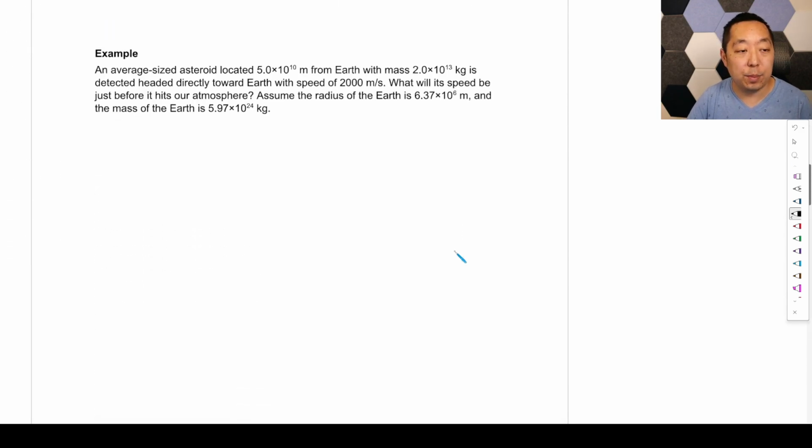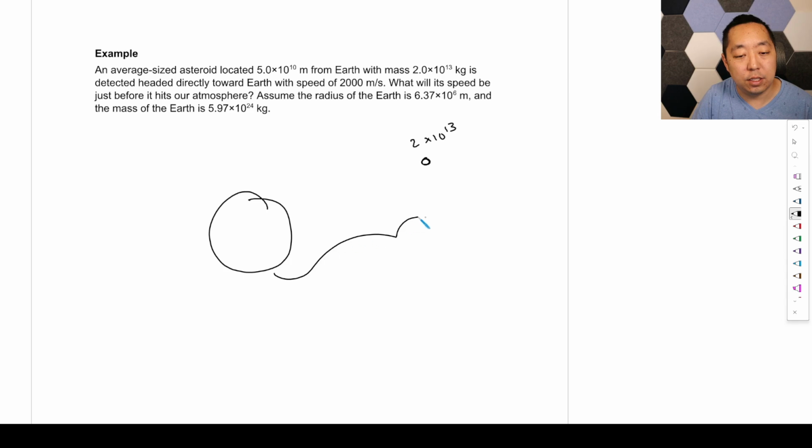So let's go through an example here. We have an average size asteroid located this far from the Earth, with a mass of 2 times 10 to the 13, and the distance is 5 times 10 to the 10. It's headed towards the Earth with a speed of 2,000 meters per second. What will the speed be just before it hits our atmosphere? Assume the radius of the Earth is 6.37 times 10 to the 6.